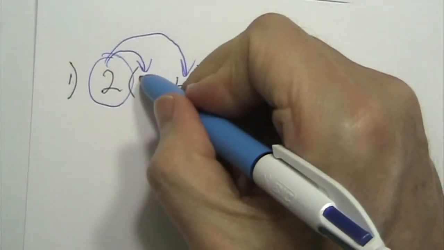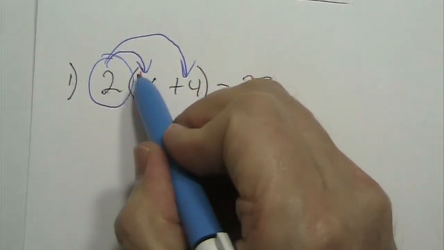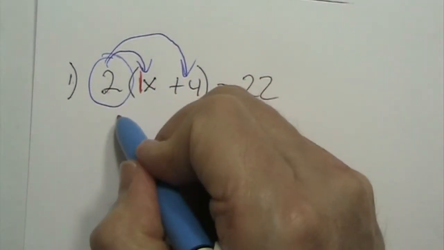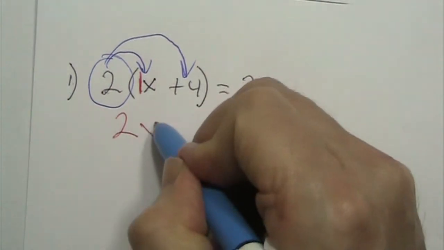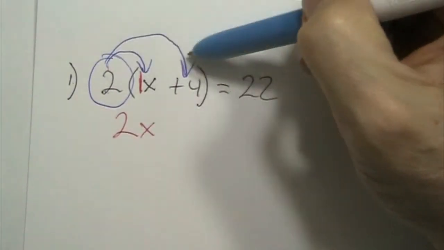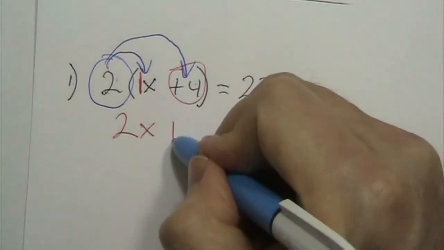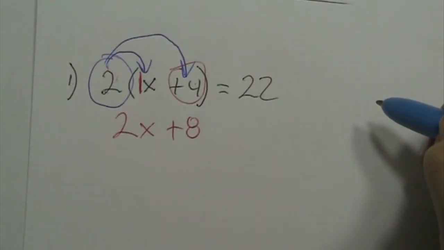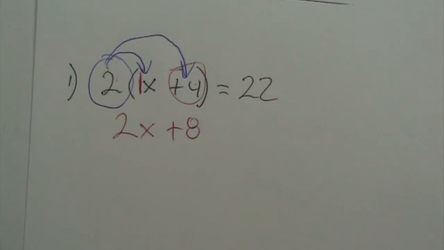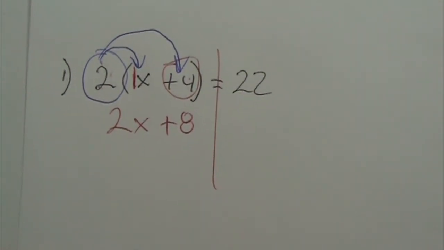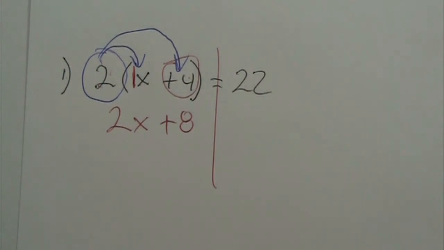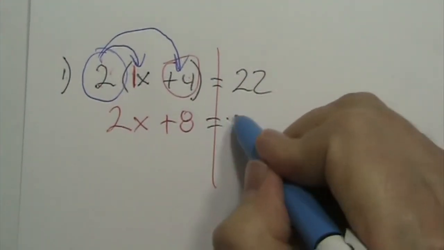So this is like a 1x. So it's 2 times 1. 2 times 1 is 2, so it's 2x. Then we have 2 times +4. 2 times 4 is 8. Okay, remember we're talking about equations, so there's a left and a right side. And over here, this equals 22.